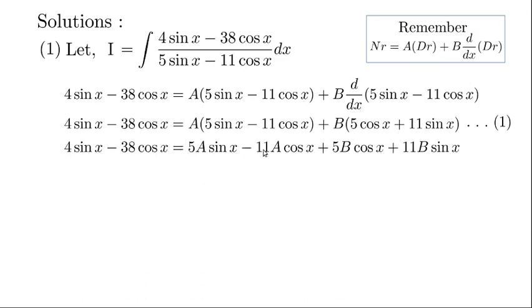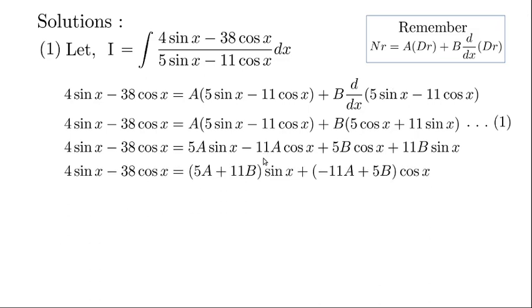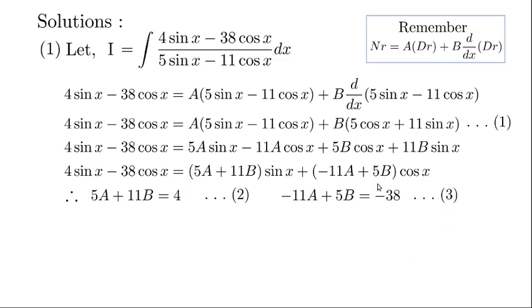And now open the bracket and collect the terms containing sin x and cos x together. Now what you get is (5a plus 11b) times sin x plus (minus 11a plus 5b) times cos x. Now we compare the coefficients of sin x and cos x, and that gives the result as 5a plus 11b equal to 4. We'll call it equation 2, and minus 11a plus 5b equal to minus 38. We'll call it equation 3.